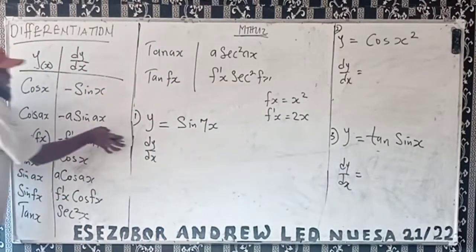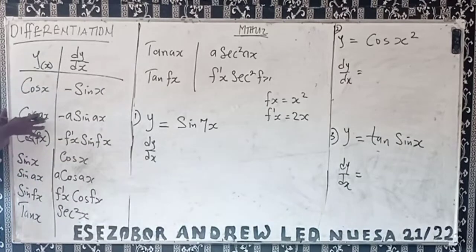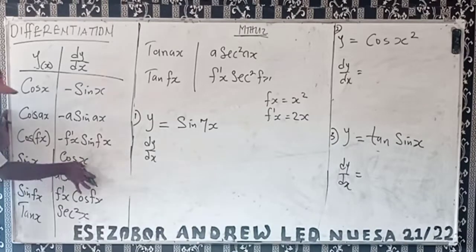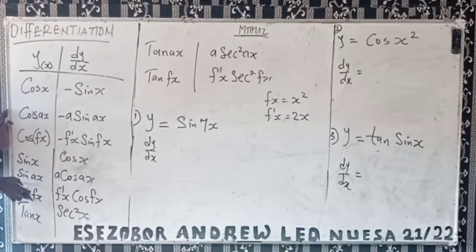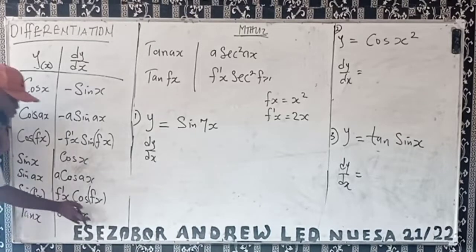So this is the general term. For sine, differentiate sine, you're going to have cos, not minus cos. Take note. If you differentiate sin ax, you're going to have a cos ax. So generally, if you have sine of a function of x, the answer will become f prime of that function of x times cos of that function. The same thing, tan x: differentiate it, you're going to have sec squared x.